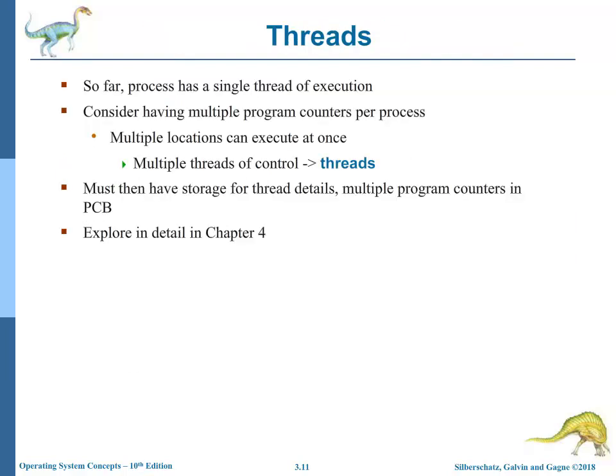Most modern operating systems have extended the process concept to allow a process to have multiple threads of execution and thus perform more than one task at a time. This feature especially benefits multi-core systems, where multiple threads can run in parallel. On systems that support threads, the PCB is expanded to include information for each thread.